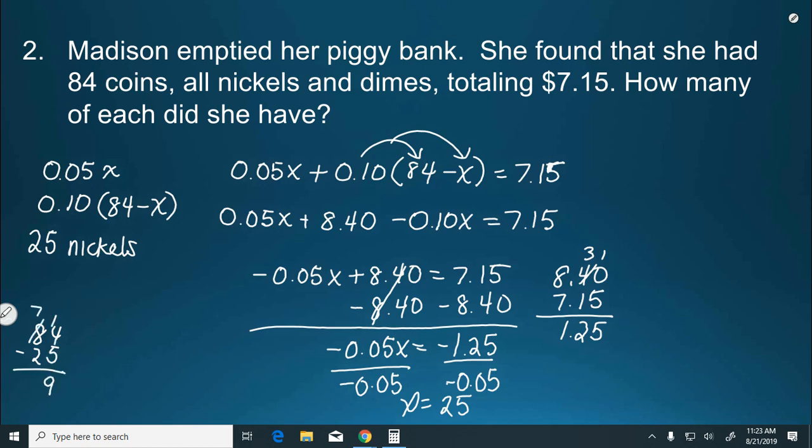14 minus 5 is 9. 7 minus 2 is 5. So that's 59 dimes. Now, I know at the beginning of the problem I said to assign the smaller value x.